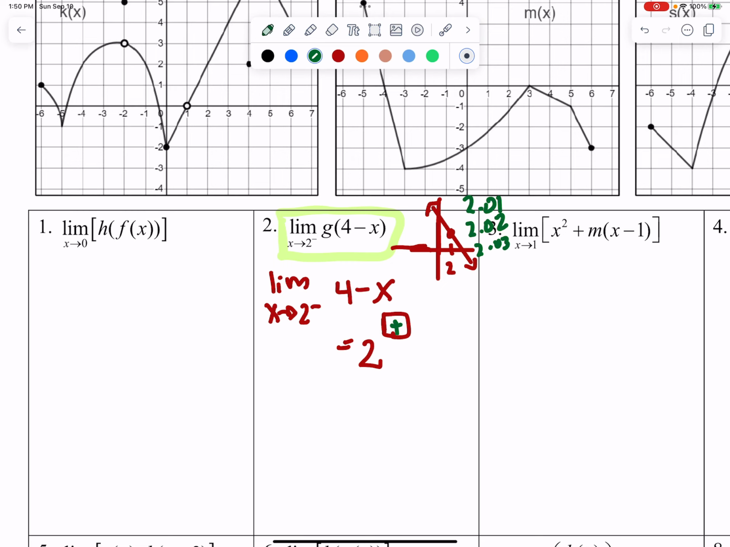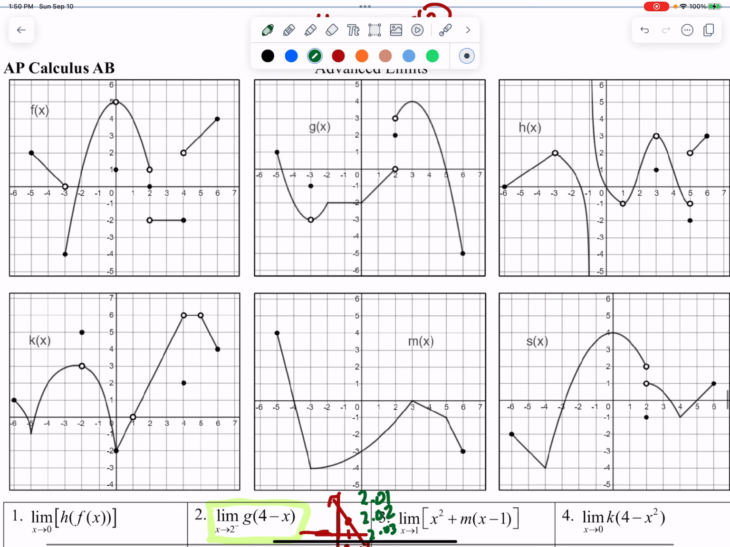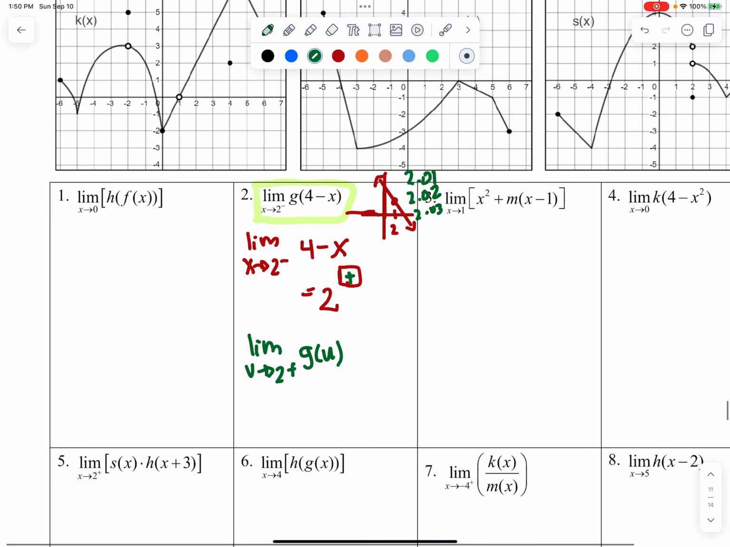Once I do that, I'm going to have the limit as u approaches 2 from the right of g of u, and finding g of u, wherever that graph is, and 2 from the right, I know that I am approaching 3. So the limit as x approaches 2 from the left of g of 4 minus x, not -3, would be +3.